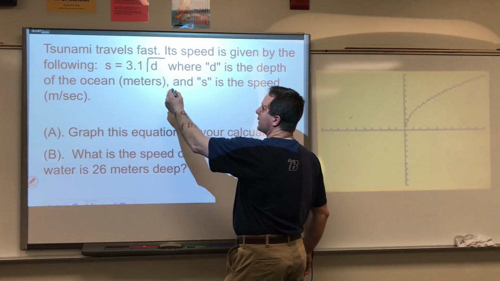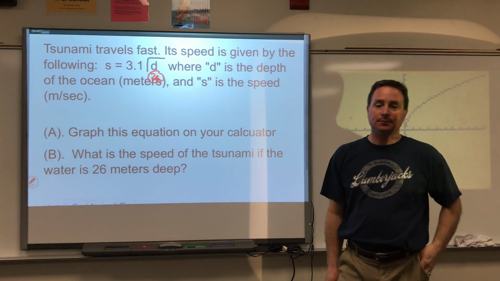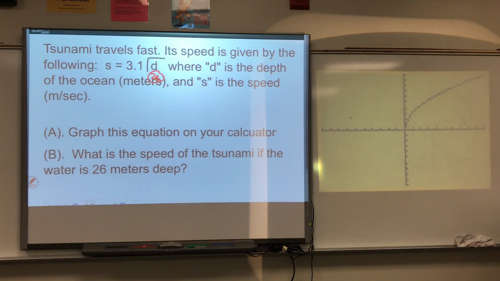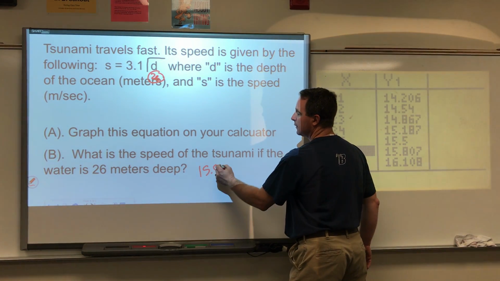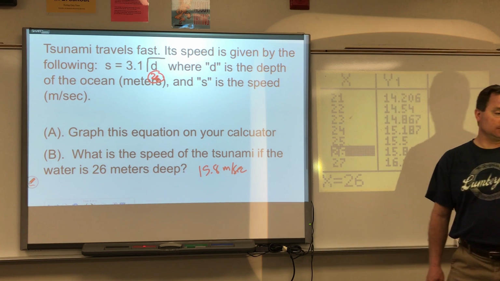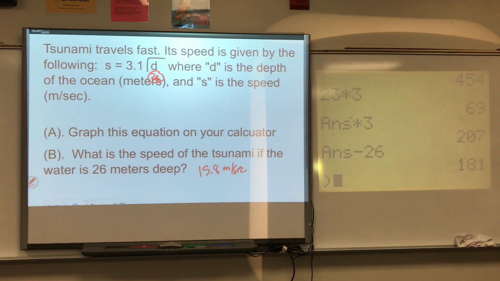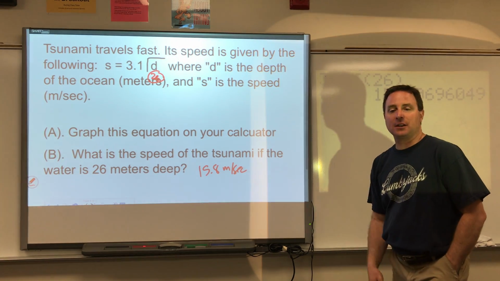What is the speed of the tsunami if it's 26 meters deep? Well, there's a couple different ways we could do it. We could type in a 26 right here, or I could go to my table and I could go down to 26. What if x was 26? There it is right there, about 15.8 meters per second is the speed of that thing. Okay, and just out of curiosity's sake, if I did type in 3.1 times the square root of 26, we get the same answer, 15.807. Okay, so word problems aren't a big deal. We're just going to plug in the numbers.